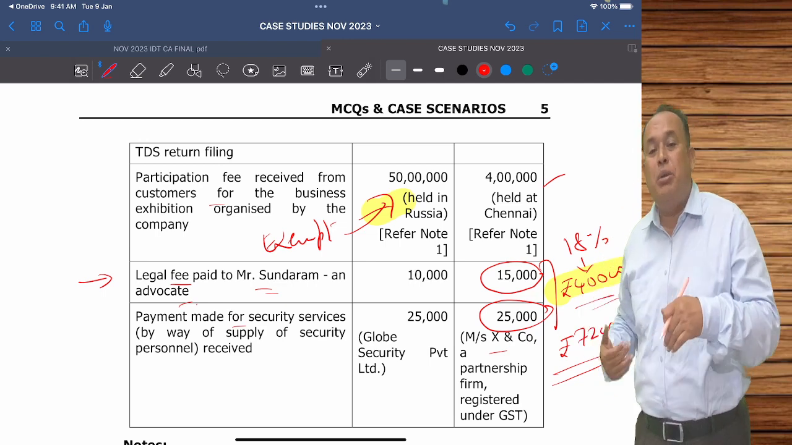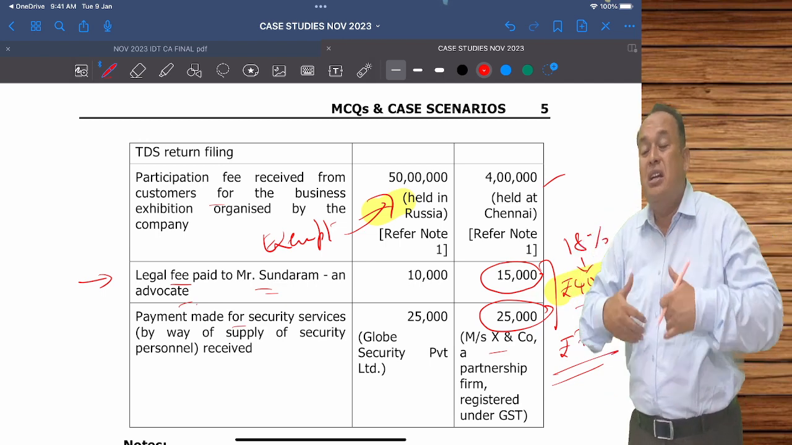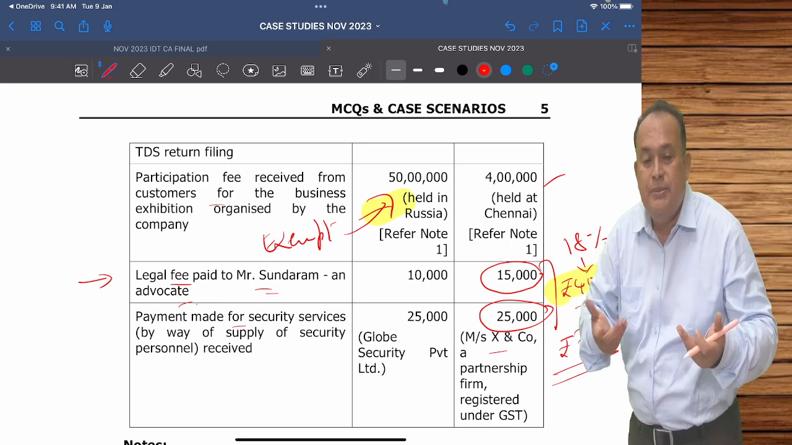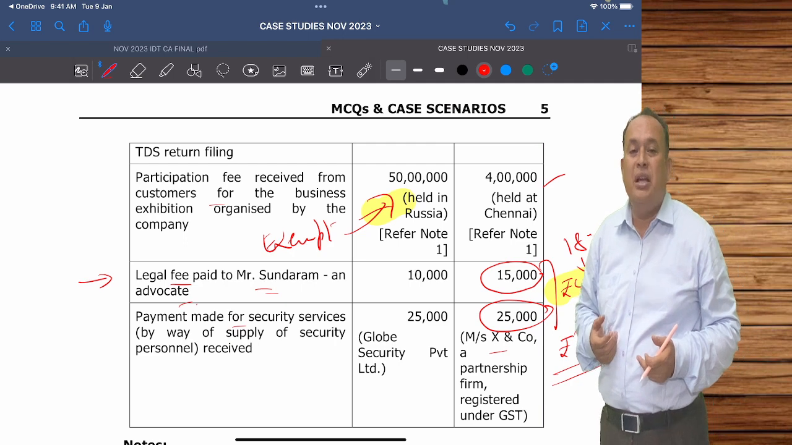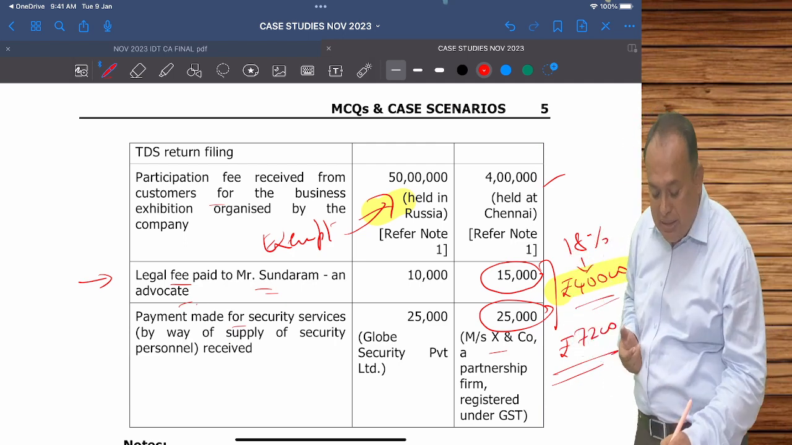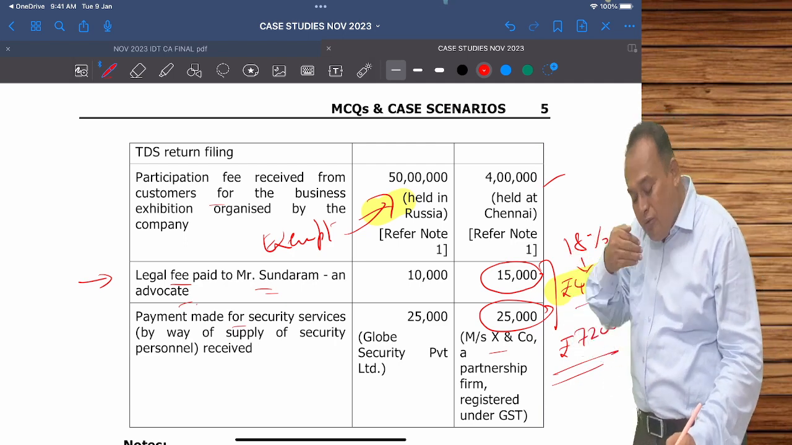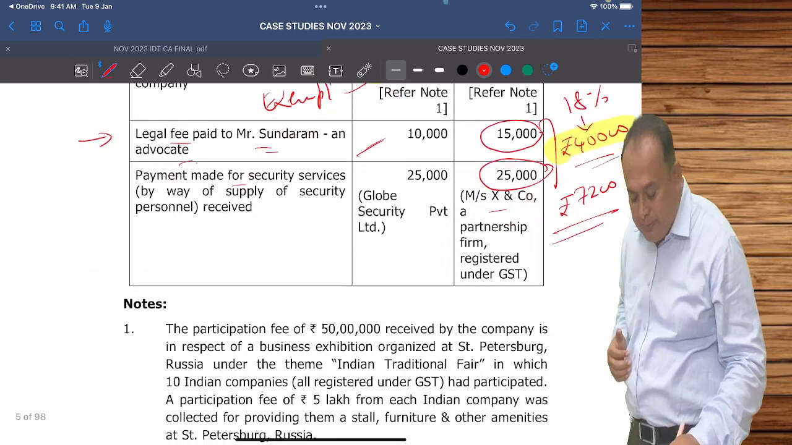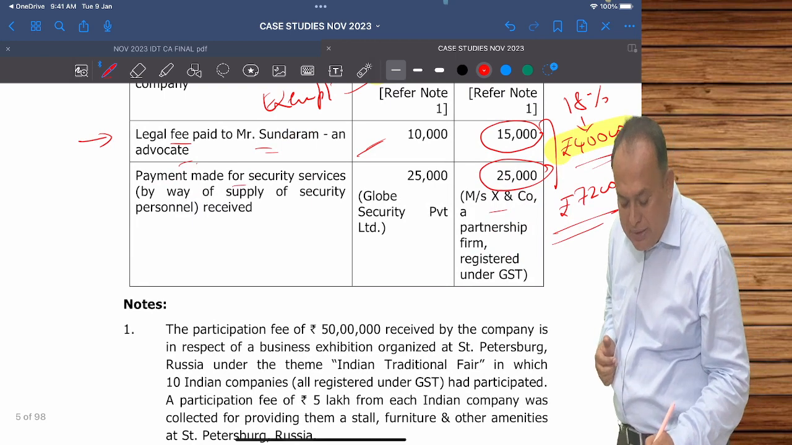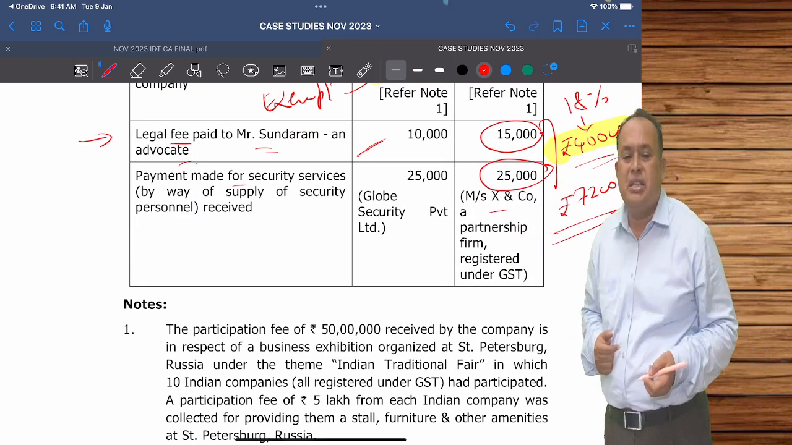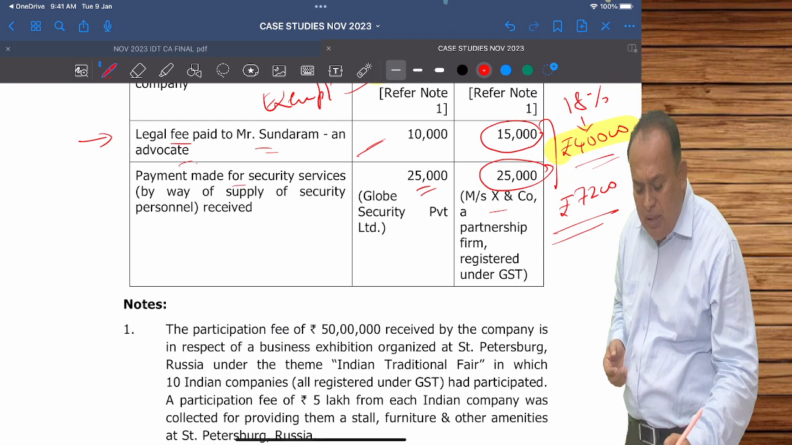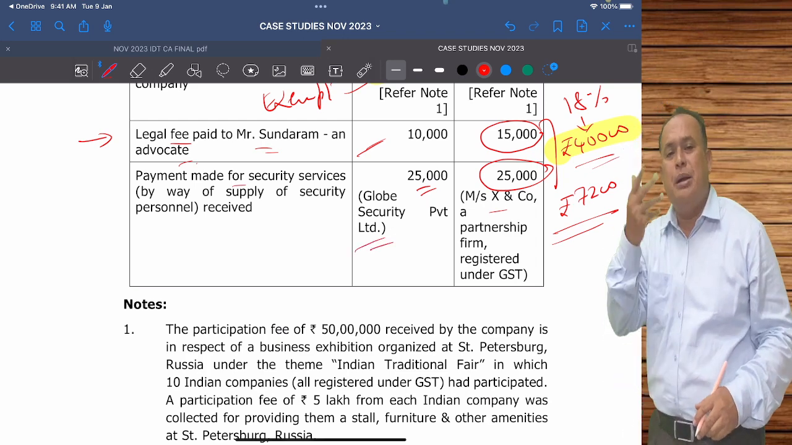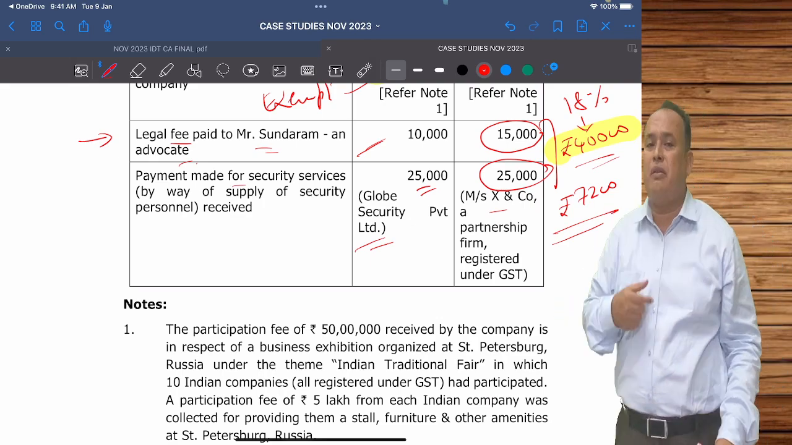Further, legal fee paid to Sundaram, an advocate, Kolkata office being the recipient, liable to pay GST under RCM. But what is our point? To identify taxable outward supply. Taxable outward supply of Disha Enterprises is not this. It is a recipient's inward supply, not the outward supply of Disha Enterprises. Therefore, I have not considered this. Further, payment made for security services is similar to legal services. The supplier, a security private limited company, is liable to pay GST, not in the Disha Enterprises turnover.